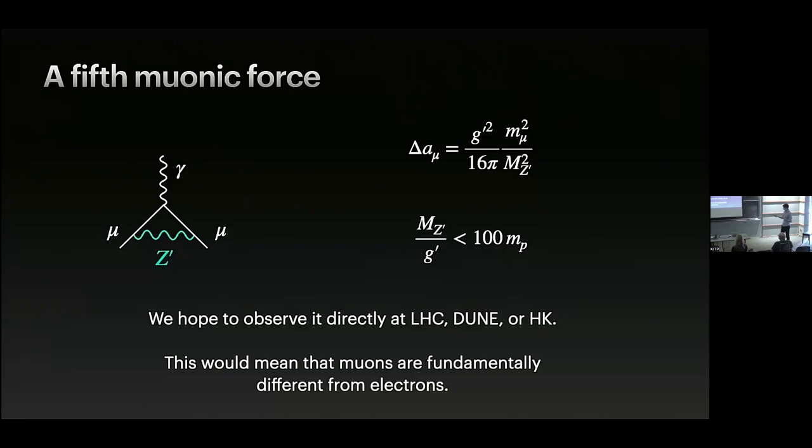Okay, so this is also a pretty big deal. It would mean that muons are fundamentally different from electrons, and there is something that tells apart the different generations of leptons in the standard model.